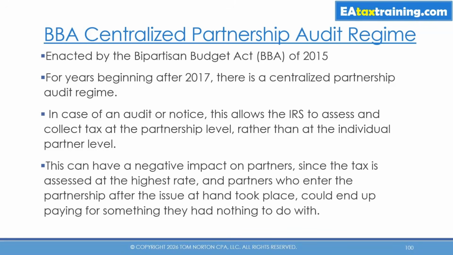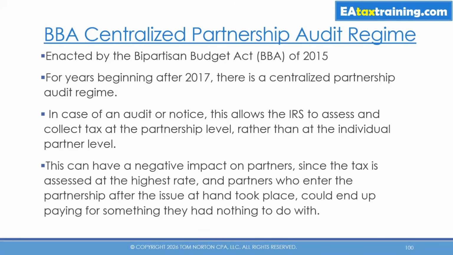So let's say you have an individual partner who is in the 22% tax bracket. Well, now this partnership that they own part of, so part of their assets, are being used to pay tax at 37%, even though that partner is only in the 22% tax bracket. So if you did it the old way, where you went to the individual partners, that partner would only have to pay 22% tax. Now, in effect, they're having to pay 37% tax.